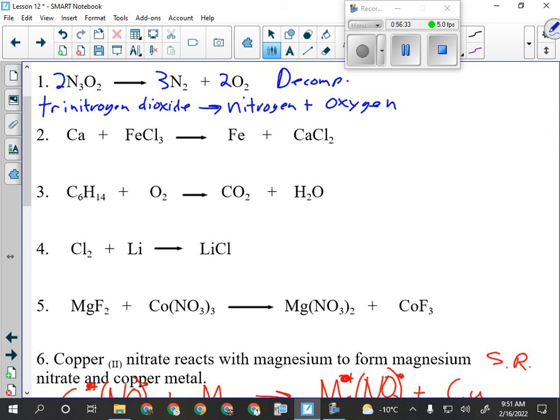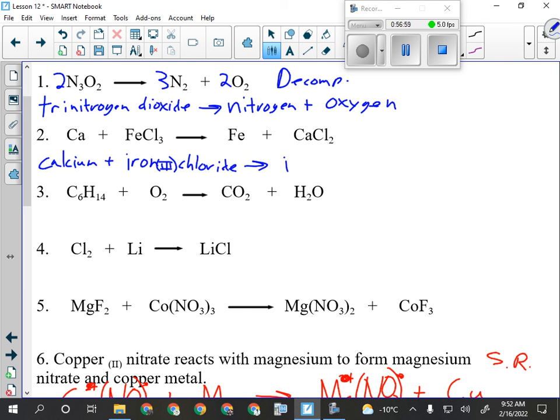Okay, how many people are done number 2? Okay, we're getting faster at this. Good. All right, so on this one here, we've got calcium, which is a metal and is an element in this reaction. It's reacting with, here's one where you have to be careful, iron 3 chloride. Okay, that's one of those ones that needs a Roman numeral.